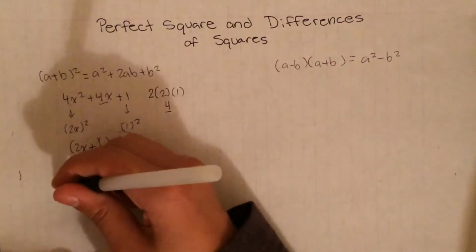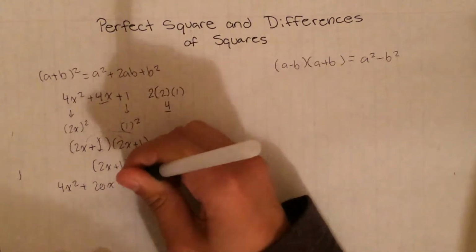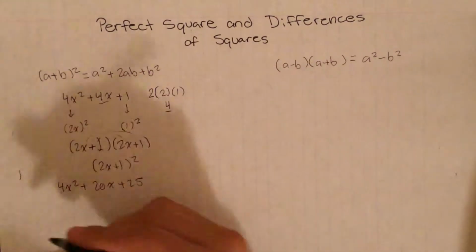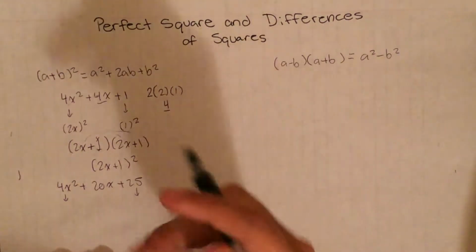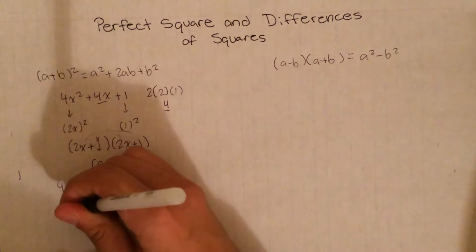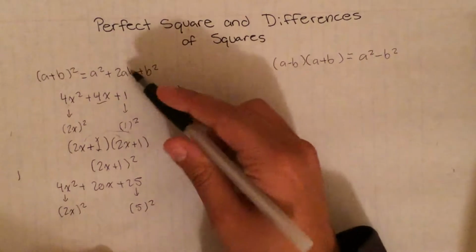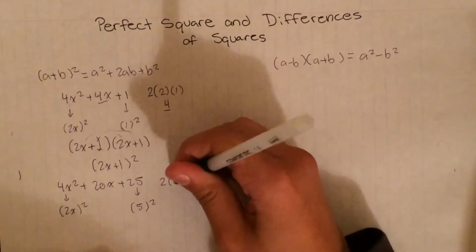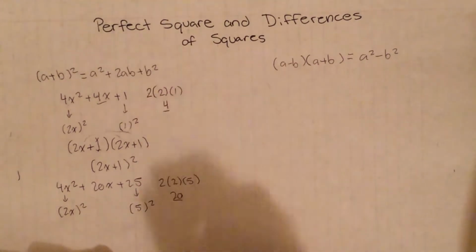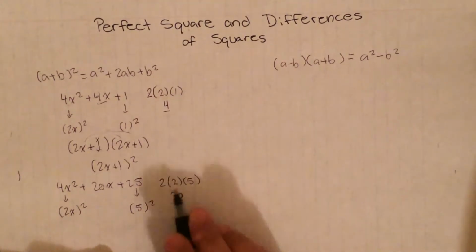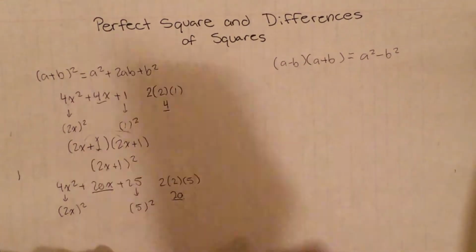Let's do another example. So let's do 4x squared plus 20x plus 25. Okay, so what we're first going to do is that we're going to square the a and b, a squared and b squared. Okay, so that's going to be 2x squared, and then this one's going to be 5 squared. Okay, and we're going to do the same thing we did up here. 2 times 2 times 5, this equals 10, that equals 20. So 20 is our answer, because 2 times 5 equals 10, 10 times 2 equals 20, and then it's the same thing as the middle term. So then we're doing it right.